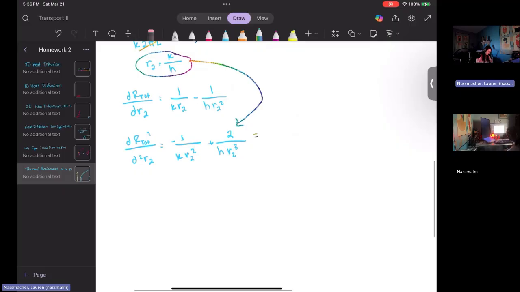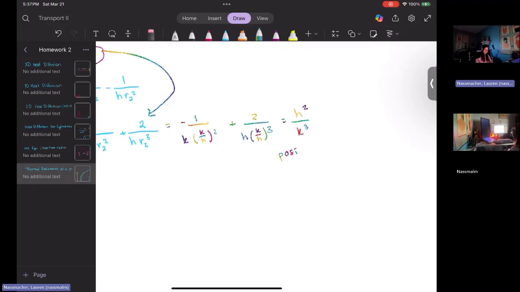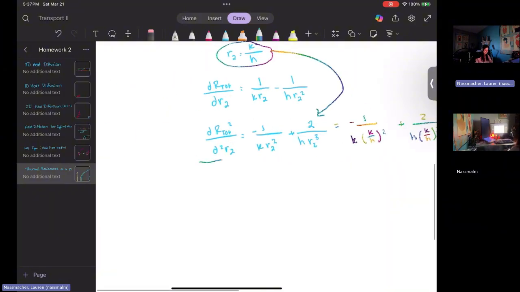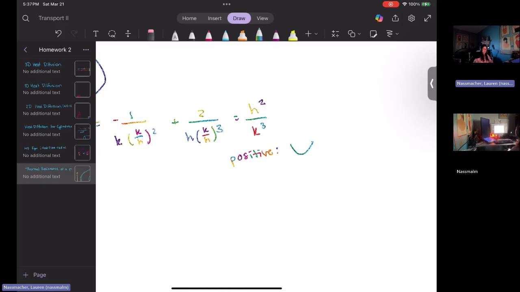Plugging that in, we get an equation that says this plus 2 over, there we go, cubed. Canceling out certain terms, we get our thermal heat coefficient squared over our thermal conductivity. And because our second derivative is positive, we know that the graph is going to be concave up, right? We took our second derivative with respect to our second radius, and we found h squared over k cubed, and that's positive, so our graph is going to be concave up.